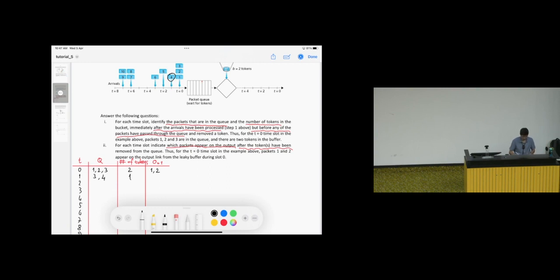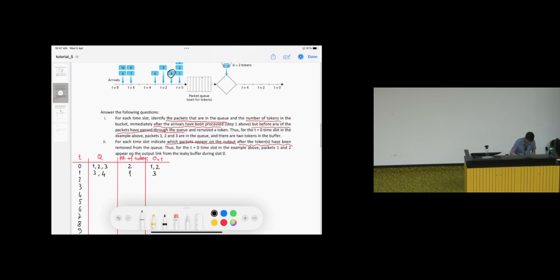And that token will take packet number 3, because that came first, to the output. And I'm going to output packet 3. In the next time slot, I'm left with packet number 4, but there is also a new arrival, packet 5. So I'm going to have that in my queue as well. I removed my last token to take out packet 3, but there is a new token arriving, so I still have 1 token. And that token will remove packet number 4 to the output.